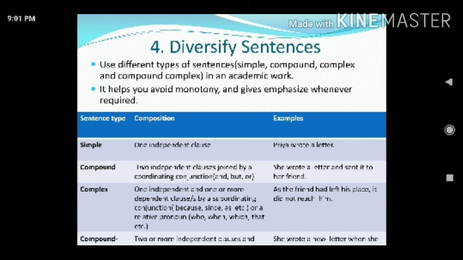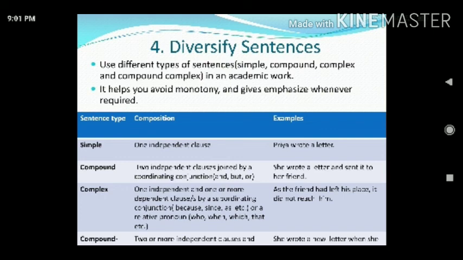The third one is complex sentence. It contains one independent clause and one or more dependent clauses joined by a subordinating conjunction. For example, as the friend had left his place, it did not reach him. The last one is compound complex sentence. It contains two or more independent clauses and one or more dependent clauses. For example, she wrote a new letter when she got his new address and sent it to him again.